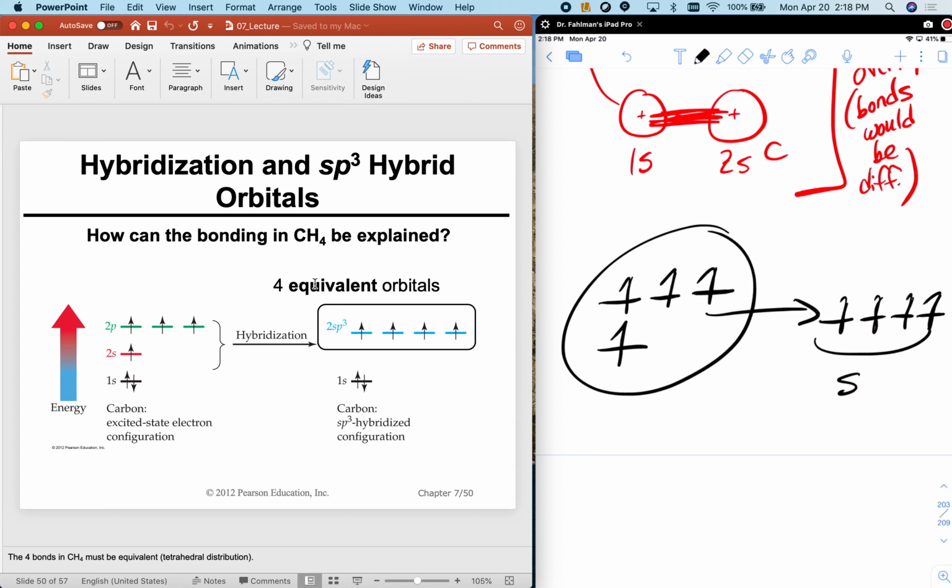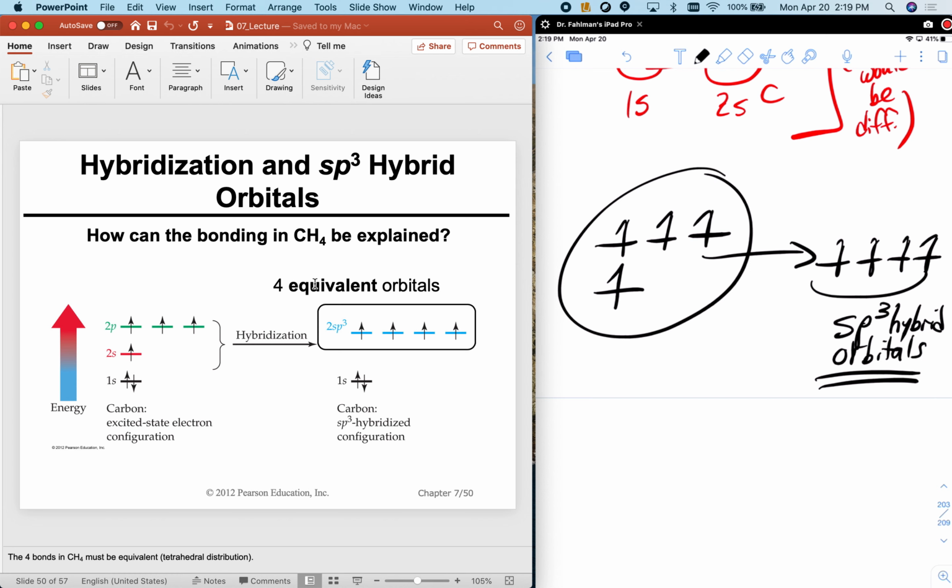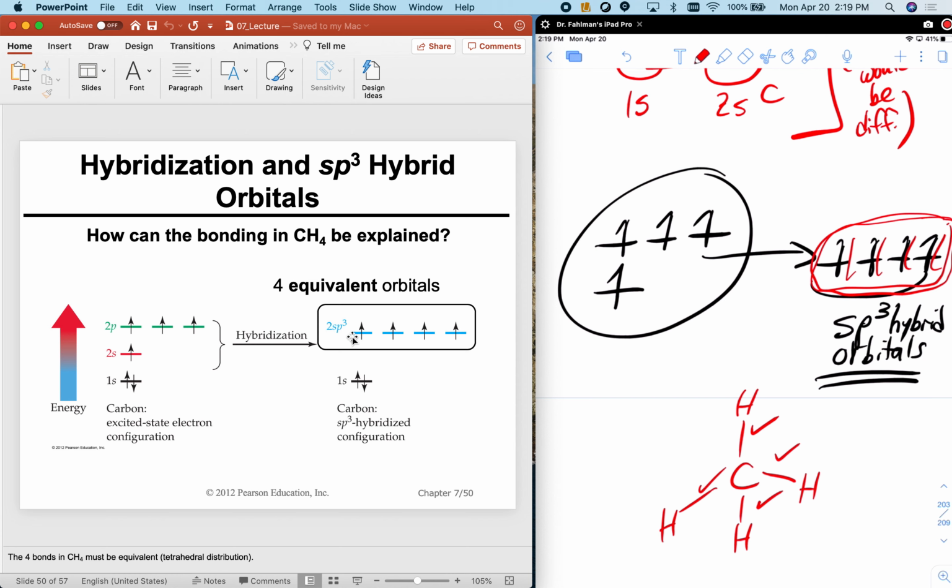Okay, and so now these are called sp3 hybrid orbitals. And that gives rise to, now hydrogen can come in and overlap in here, and it's the same type of overlap. We know that in CH4, all of these bonds are the same. You don't have one that's longer than the other. And so you have to have a hybrid orbital, or electrons at that same energy level that are overlapping.